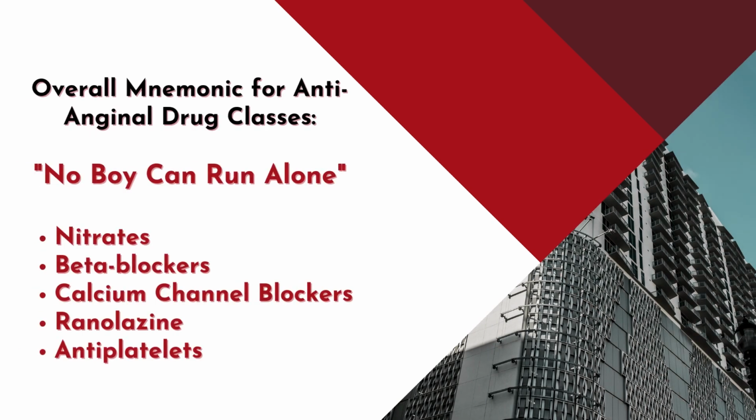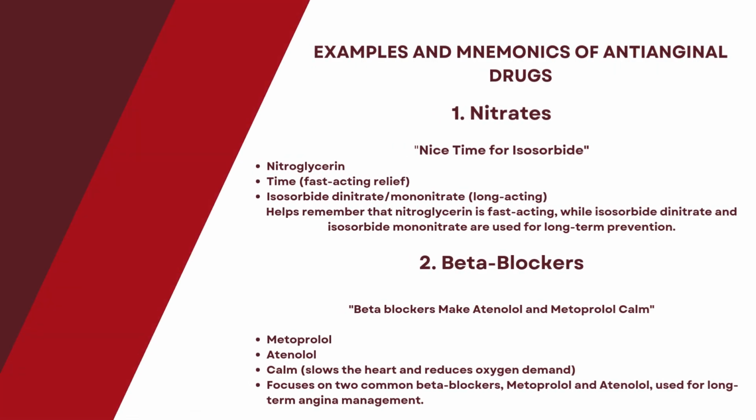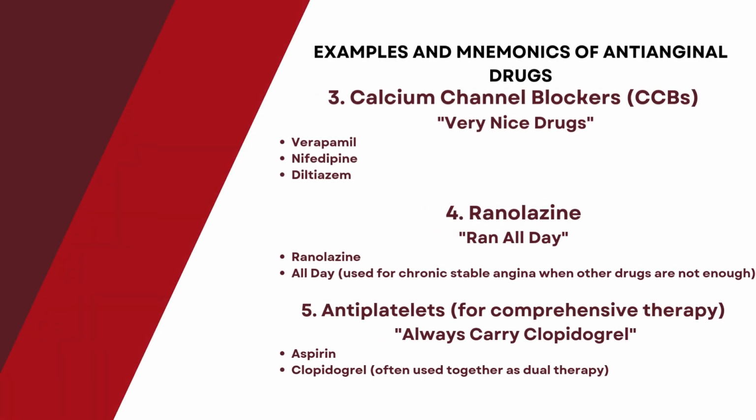Overall mnemonic for anti-anginal drug classes: No boy can run alone. Mnemonics of anti-anginal drugs as per each class: 1. Nitrates, nice time for isosorbide. 2. Beta blockers, beta blockers make atenolol and metoprolol calm. 3. Calcium channel blockers, CCBs, very nice drugs. 4. Ranolazine, ran all day. 5. Antiplatelets always carry clopidogrel.